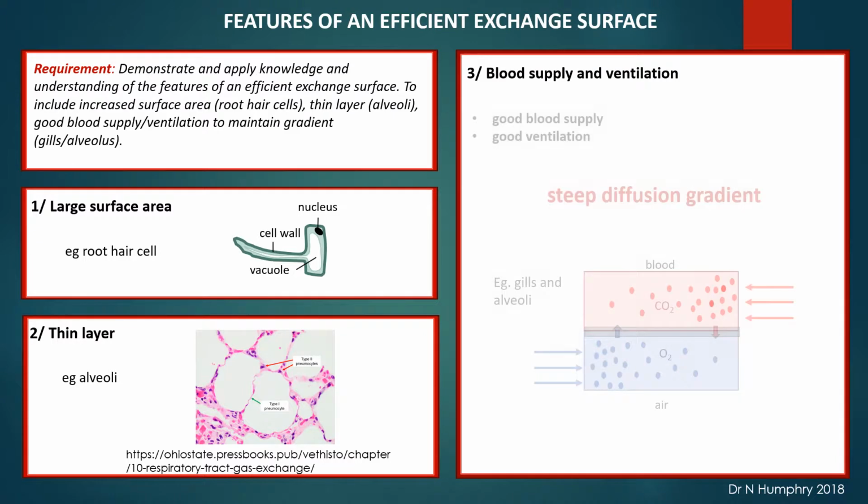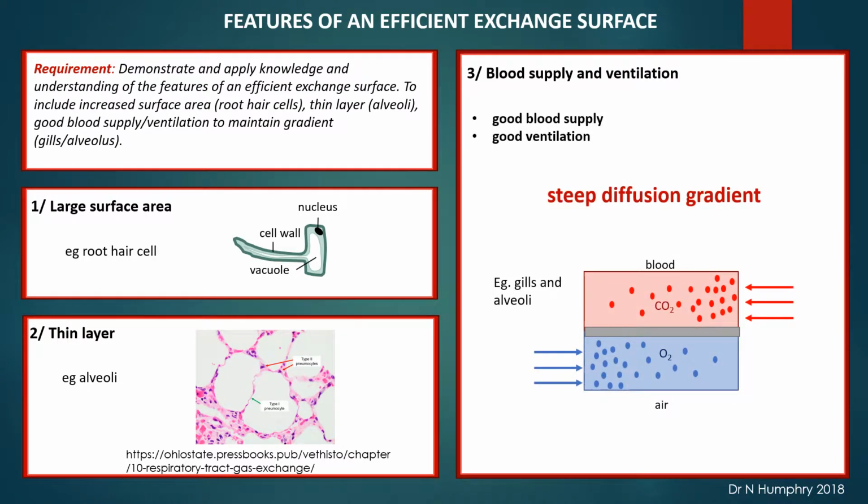A good blood supply and air supply to a gas exchange surface maintains a steep diffusion gradient and ensures that the exchange molecules are constantly moving to areas where they're needed. The concentration of the molecule required by an organism is kept at a low concentration in the blood and a high concentration in the air at the exchange surface.